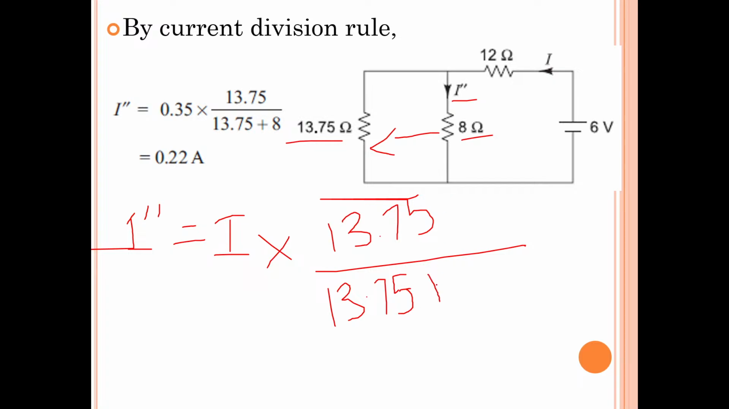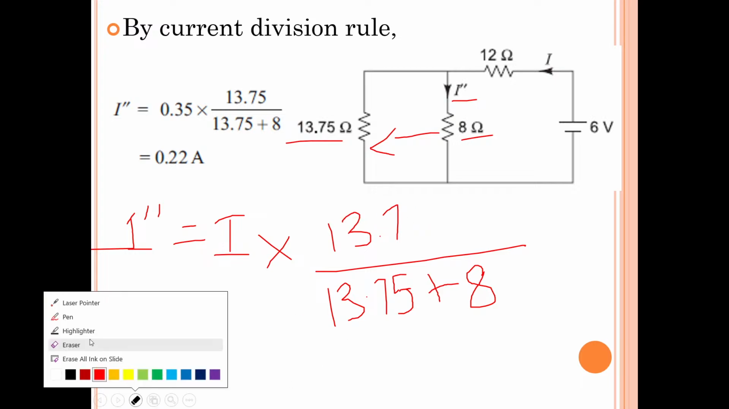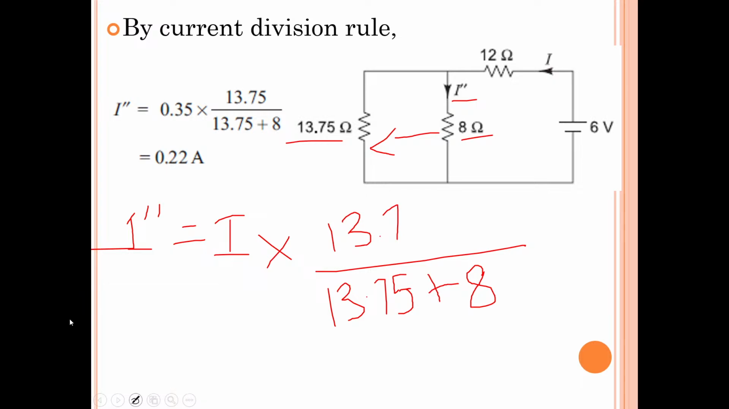Plus, I'm sorry, yeah, I'm writing right. The formula is already there on this slide. Okay, that is it: 13.75 by 13.75 plus 8. I will write this 5 properly. This is it. So what is this I value? As we have just calculated in the previous slide, that is 0.35.